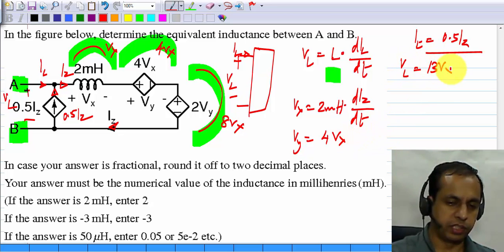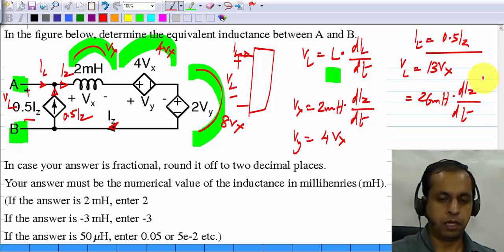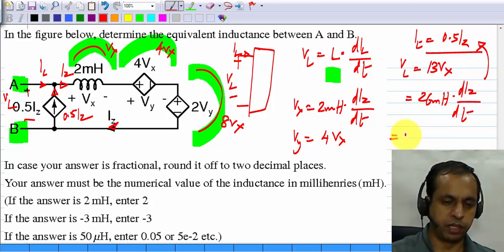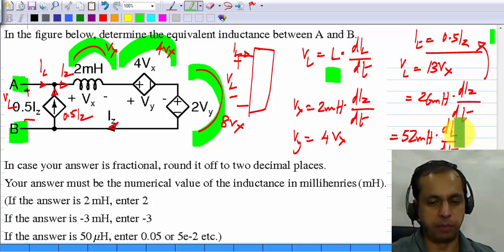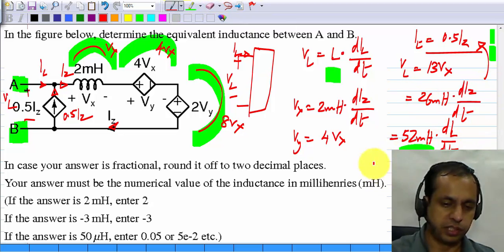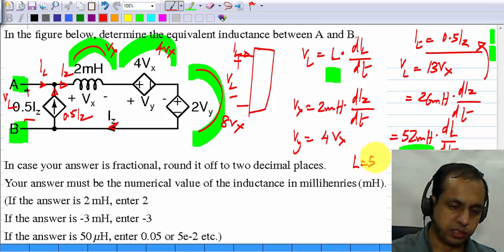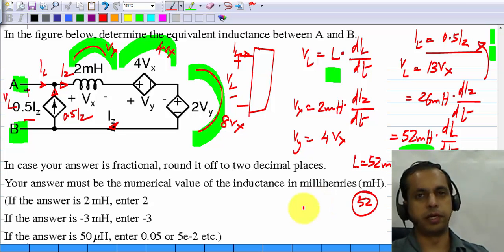VL is 13Vx, which is basically 26 millihenry times diz by dt. And using this relationship, we can write it as 52 millihenry times dIL by dt. VL and IL are related by this time derivative. Proportionality constant is 52 millihenries, so that's the inductance. The inductance is 52 millihenries, or the answer is 52.